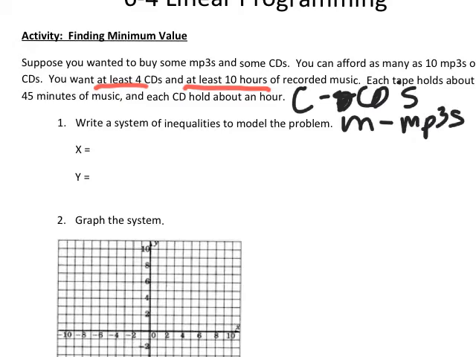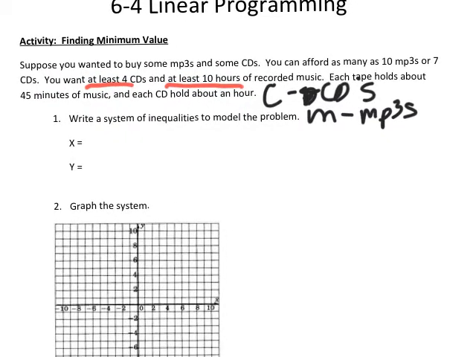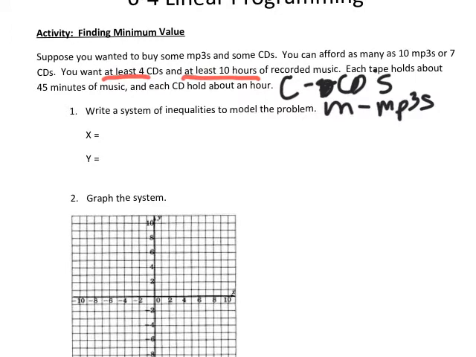Okay? So let's think about the limitations that I have. And there's a reason that I circled these things. You want at least 4 CDs and at least 10 hours of recorded music, meaning it can be more than 10 hours, but it's got to be at least 10 hours. So it says you can afford as many as 10 MP3 players or 7 CDs. You want at least 4 CDs. So let's just start with our CDs.